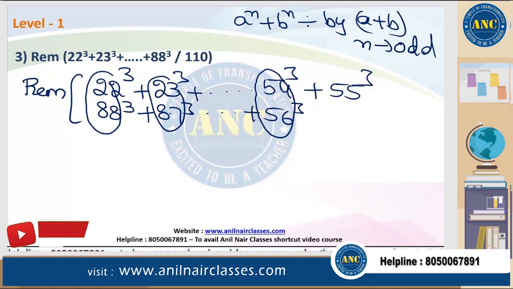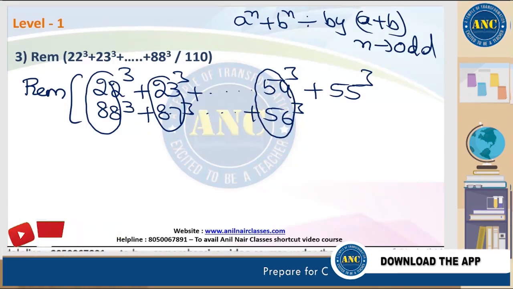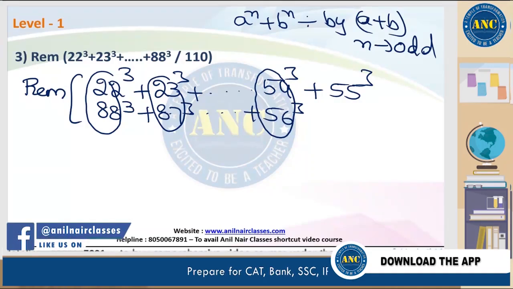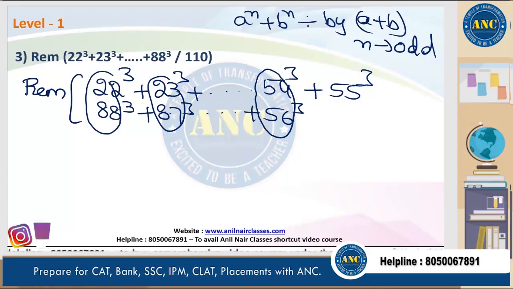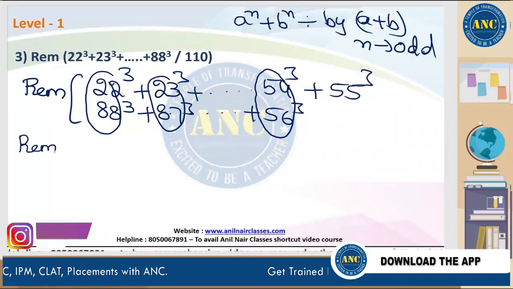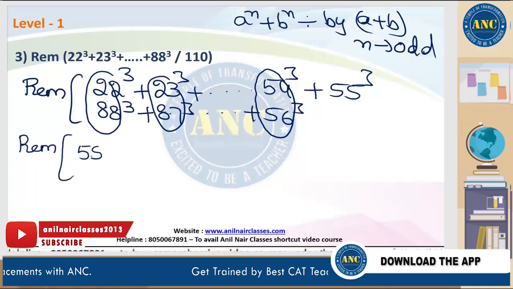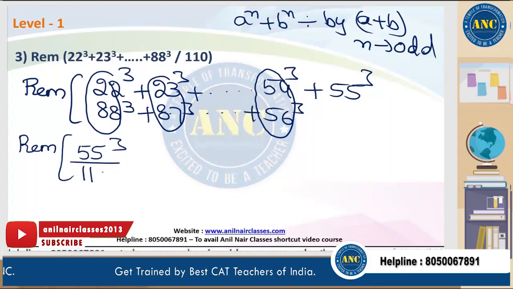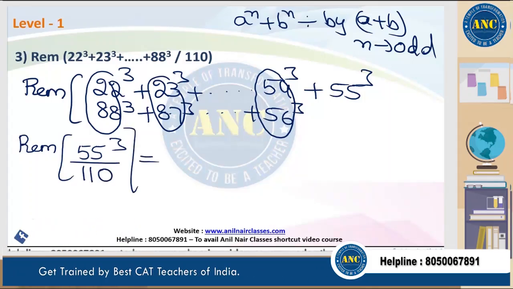Yes. 55 is left. 54 has got 56, 52 has got 58, 23 has got 87, 22 has got 88. So the remaining value is 55 cube. 55 cube divided by 110. By this time you should have understood. Now see here, 55 cube divided by 110.